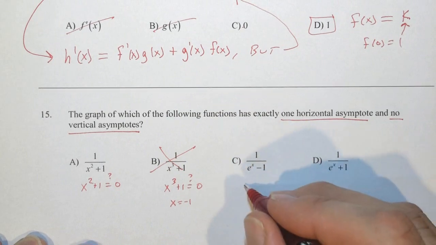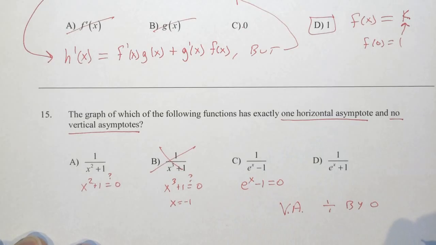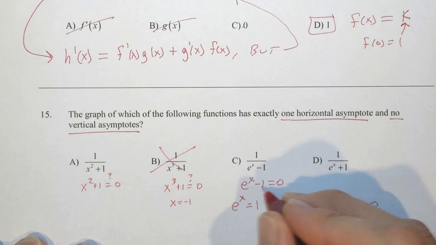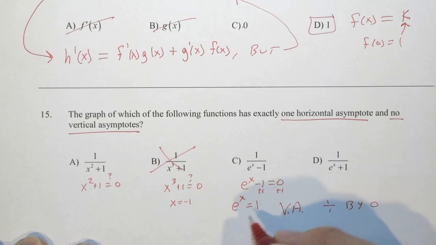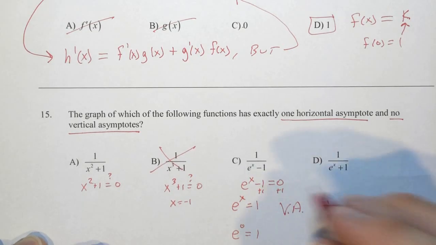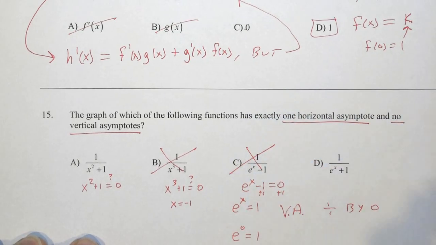How about C? Is it possible for e to the x minus 1 to be equal to 0? Well, it is if it's possible for e to the x to be equal to 1, right? Add 1 to both sides. And this happens, it is possible for e to the x to be equal to 1. We know that anything to the 0 power is 1. So this will also have a vertical asymptote at x equals 0. So that's out.